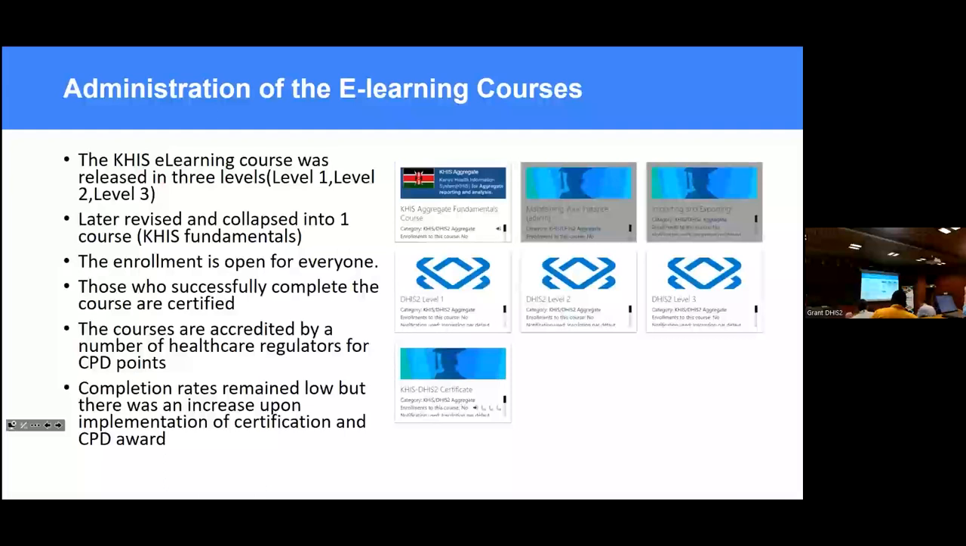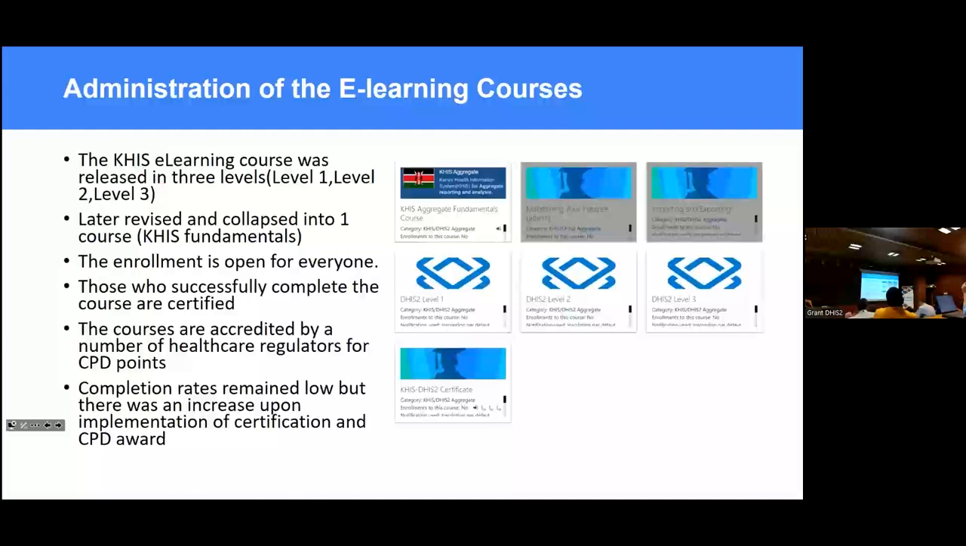For people who are actually managing and implementing the system, they have to do all the levels from level 1, level 2, and level 3. But for those who perhaps log into the system to just look at issues of viewing data and running analytics, level 1 may not really be necessary because it's just the basics. So we started by having these 3 levels. We collapsed this into KHIS fundamentals, but we still have the 3 levels defined within the system. And enrollment is open to everyone. There's self-enrollment. You just log in and enroll yourself into the system.